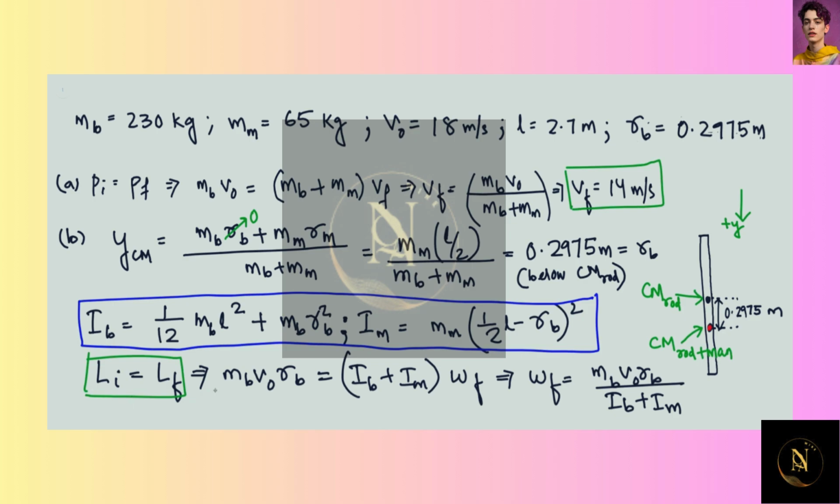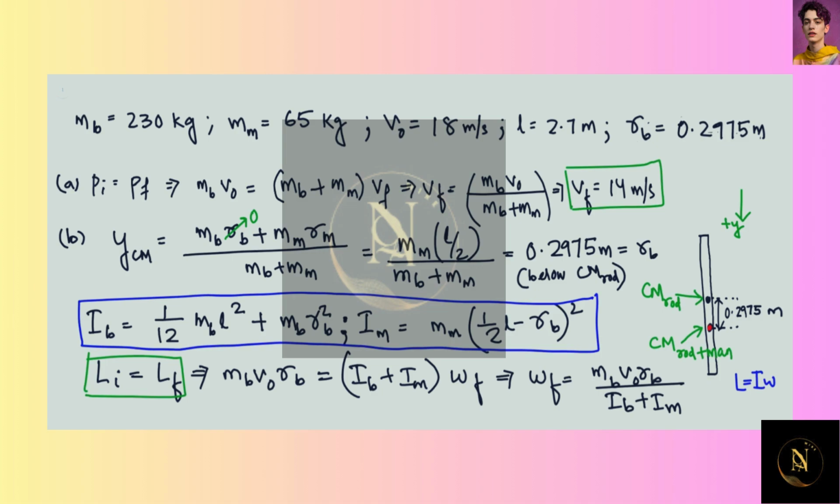Second, we apply conservation of angular momentum. So we have the initial angular momentum to be mass times initial velocity times the radius of the beam. And for the final angular momentum, we use the other formula, which is I times omega. And I here is the total moment of inertia, which means the moment of inertia of the beam plus the man, times the final angular velocity, which we want to find. So doing that, we find an expression for omega f.